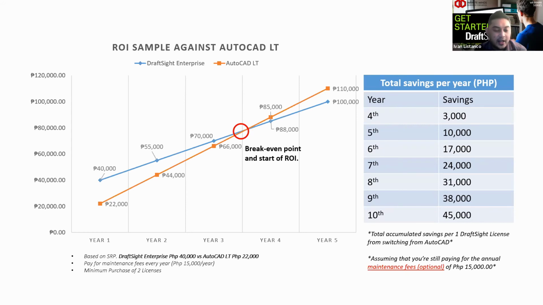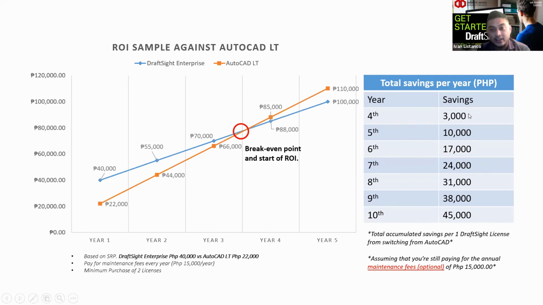Kunyari sa second year, nagkaroon ng problem. Let's say pandemic ngayon, di ba? Uncertain times. Medyo may constraint tayo with regards sa budget. Pwede tayong hindi mag-subscribe ng maintenance fees, and then magagamit pa rin natin yung DraftSight natin. So, here, kung titignan nyo, medyo mukhang maliit siya.